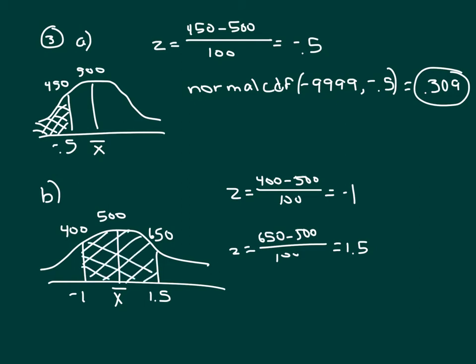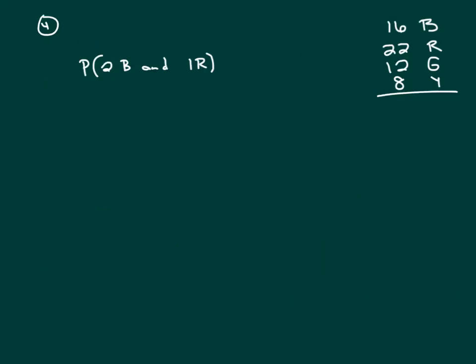If we're looking for the percentage of scores that are between these two values, my lower bound is going to be -1 and my upper bound is going to be positive 1.5. So when we do normal CDF in our calculator, you can plug in -1 for the lower bound and 1.5 for the upper bound. And you do wind up getting, to the nearest thousandth, 0.775.